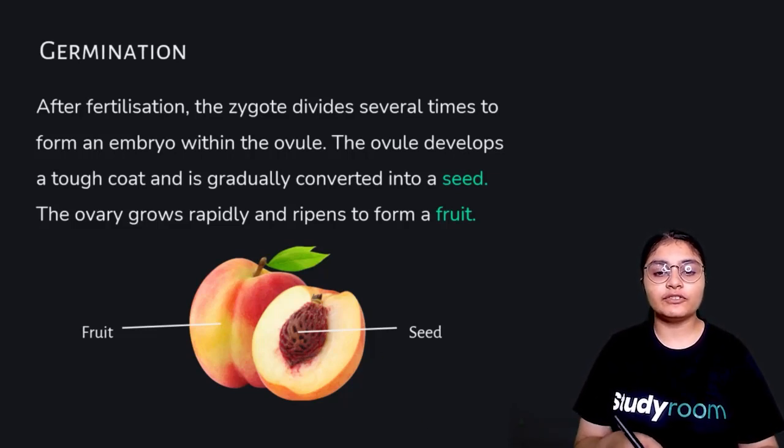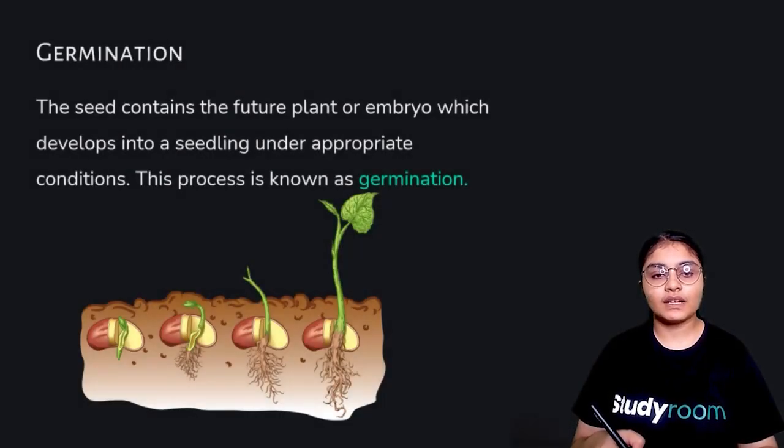You can see here this is a fruit and this is a seed that is produced, and the seed is capable of giving rise to a new plant. The fruit is basically the outside layer of the seed, there to protect the seed from the outside environment. Now here we can see how the seed can give rise to a new plant. The seeds contain the future plant or embryo, which develops into a seedling under appropriate conditions. So this process is known as germination.